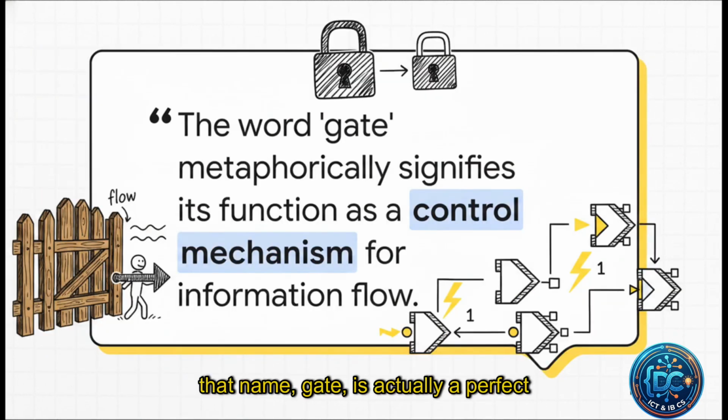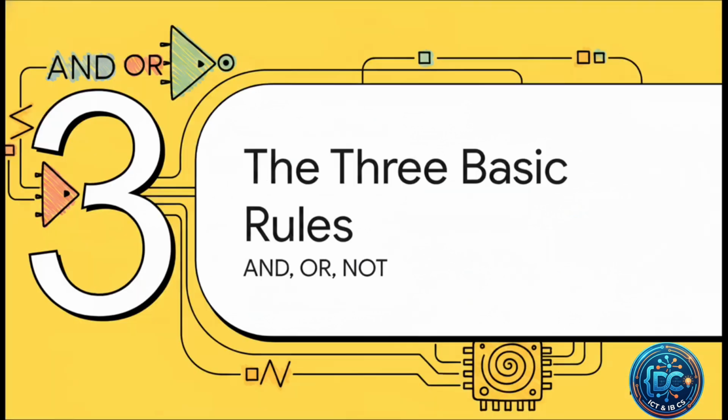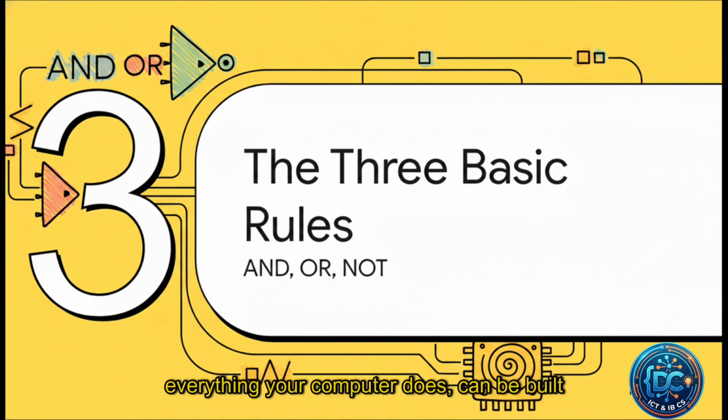And that name, gate, is actually a perfect metaphor. Think about it. Just like a real gate in a fence controls who gets to pass through, a logic gate does the exact same thing for information. It controls the flow of those electrical signals, our ones and zeros. So, what are these all-important rules? Well, what's really amazing is that pretty much all of digital logic, everything your computer does, can be built from just 3 basic operations. So, let's meet the big 3: the AND gate, the OR gate, and the NOT gate.